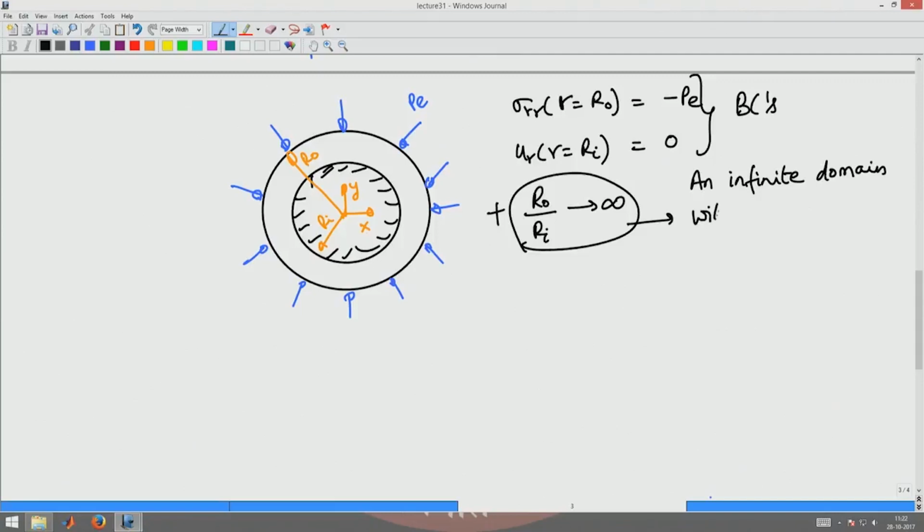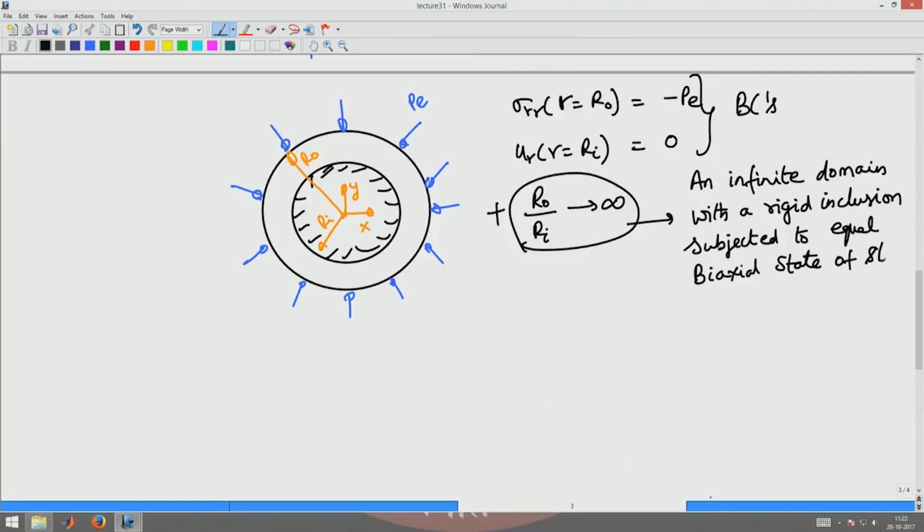with a rigid inclusion subjected to equal biaxial state of stress.